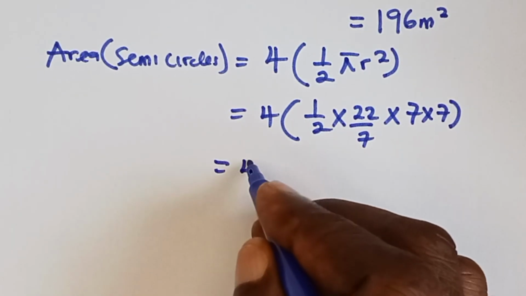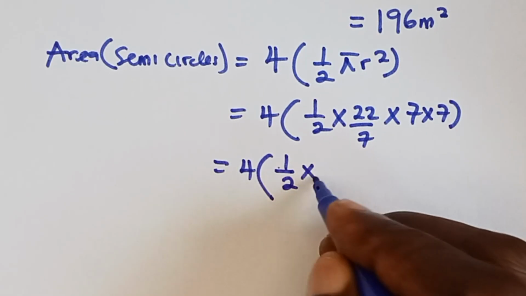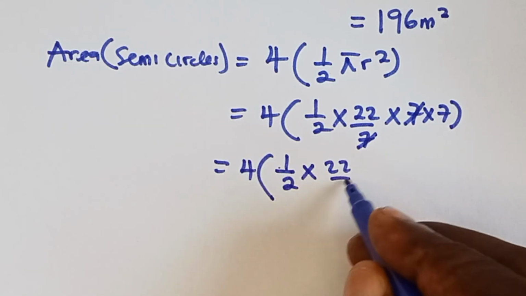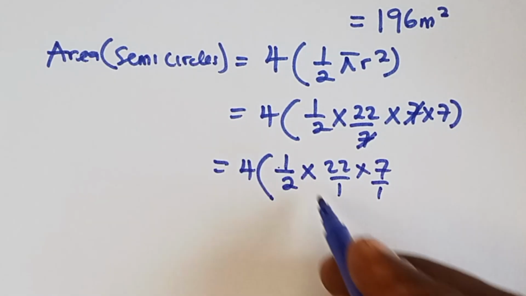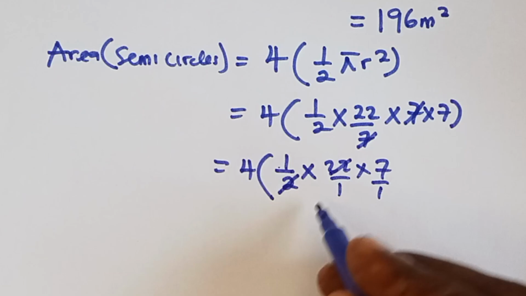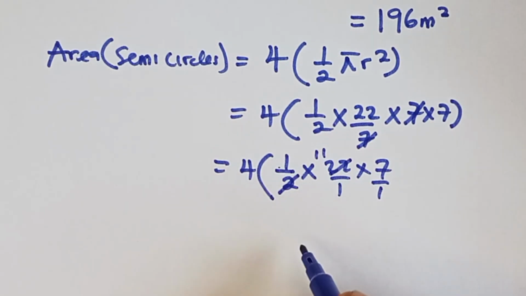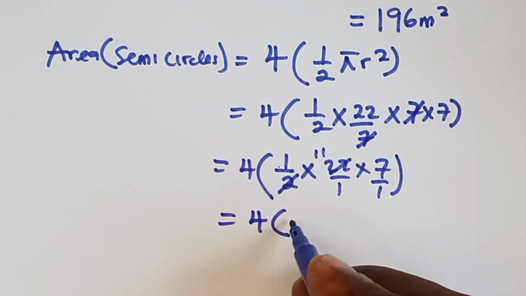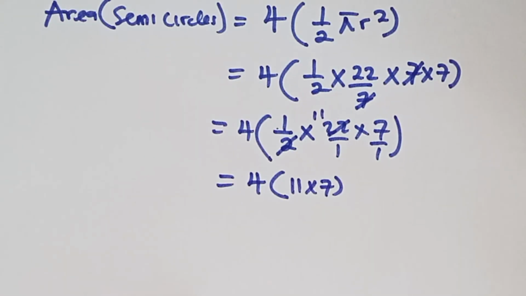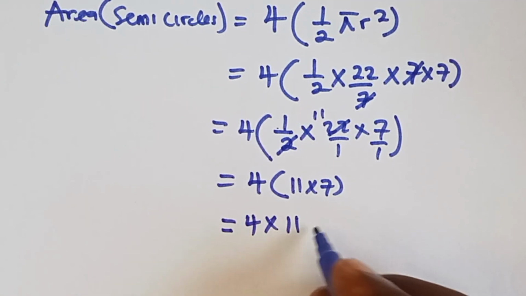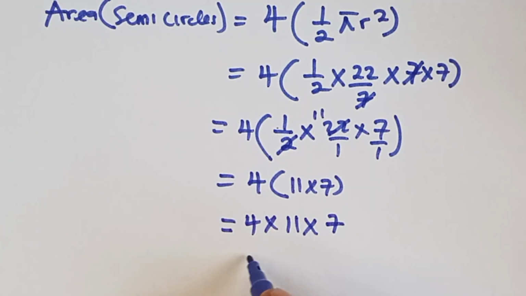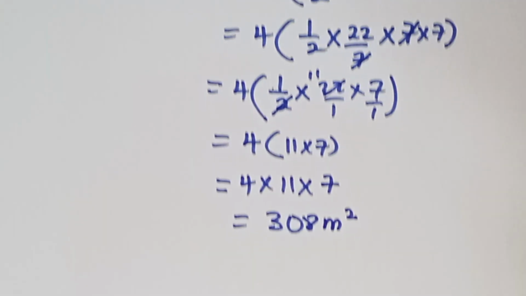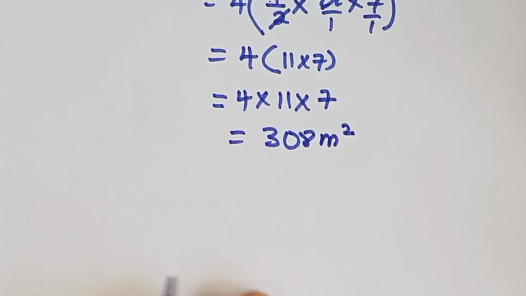Alright, so then we have 1 over 2. This 7 here, we cancel this 7. Then we have 22 over 1, then 7 over 1. Also, we can say these 2 here cancel these 2, and this 22 gives us 11. So at the end, we have 4 times 11 times 7. If you multiply this, it will give us 308, and that is 308 meters square. That's the area of the semicircles.